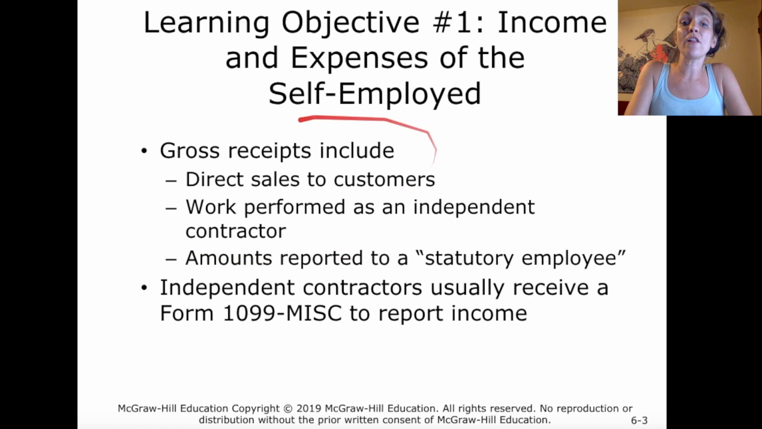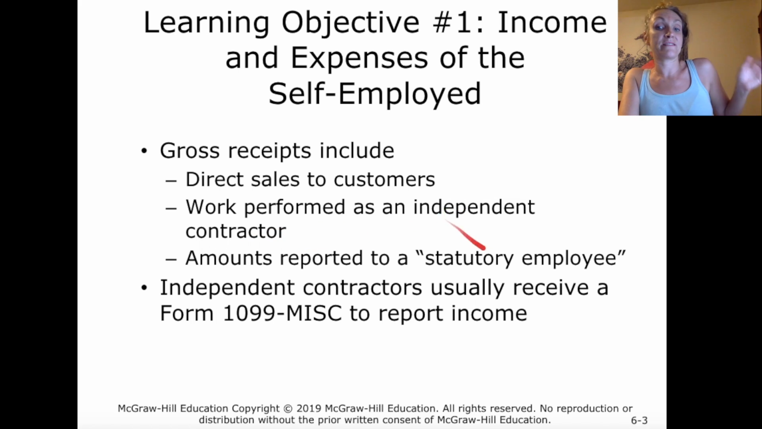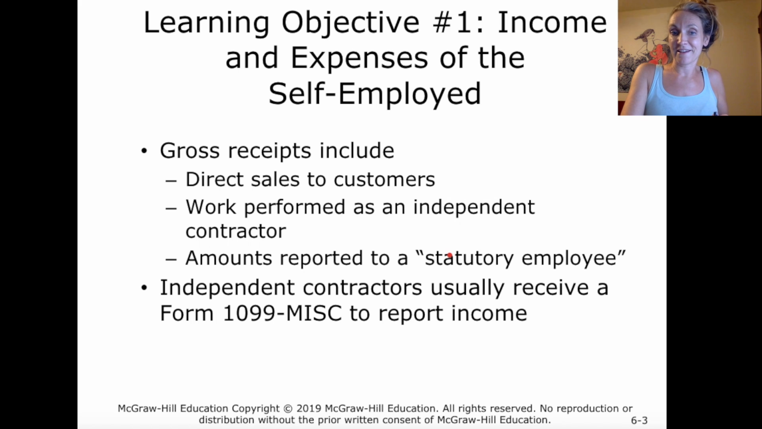But someone could have all of these things happening, right? They could be working for themselves. They could work as an independent contractor for one business, and they might be a statutory employee for insurance sales for another business, which actually is kind of common.